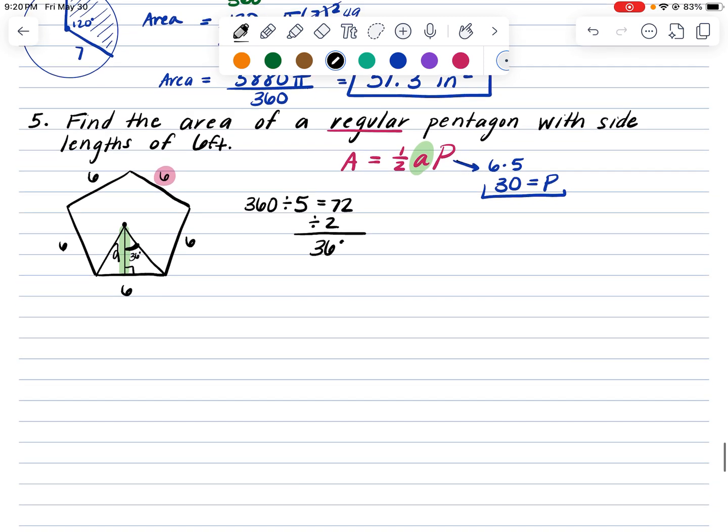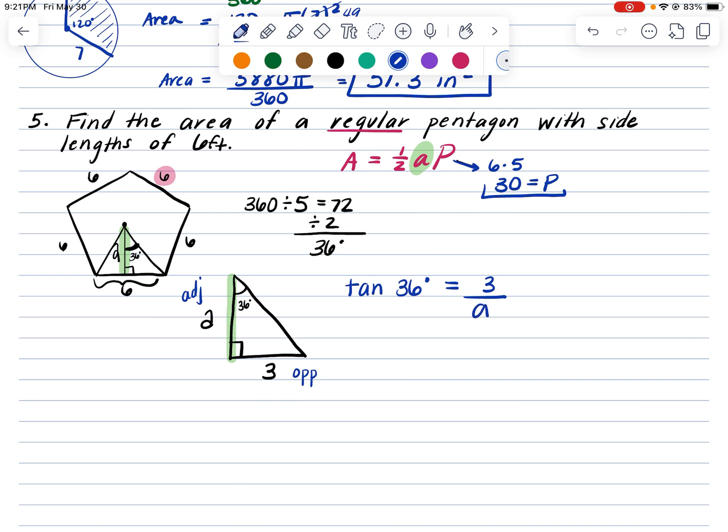So I'm just going to redraw this triangle like we've done before. And I'm looking for the apothem. That's this highlighted green side. I know that this whole base is 6, so half is 3. And I don't care about the radius of the pentagon, which is the hypotenuse. And then I have 36 degrees. So when I go ahead and do this, this is opposite and adjacent, and that's tangent. So I'm going to go tangent of 36 degrees is equal to 3 over A.